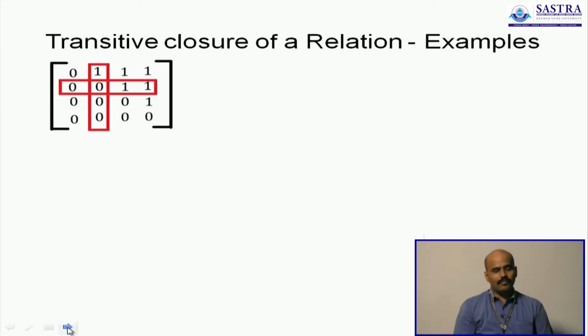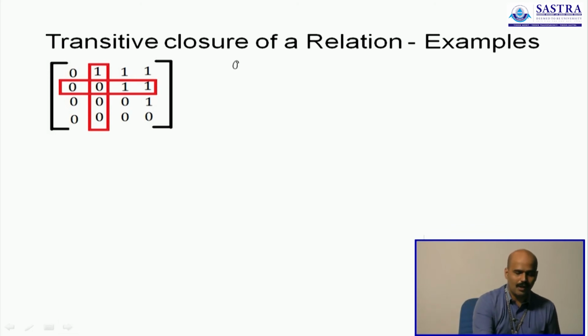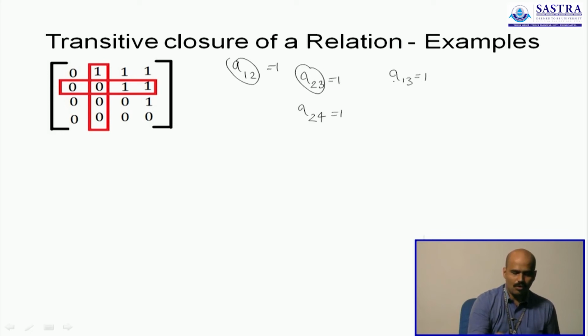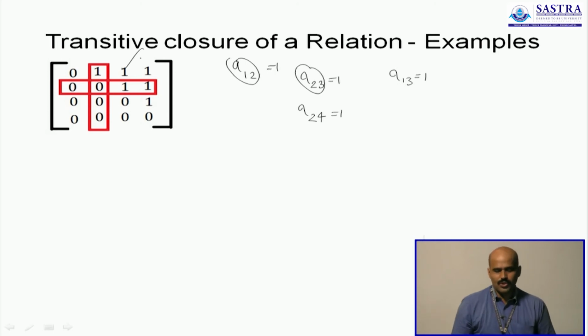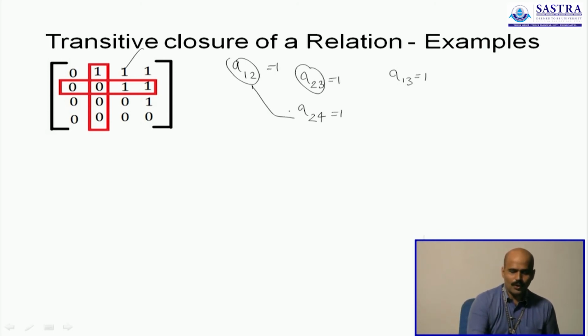Moving ahead, you have the second iteration where you will compare. A12 is 1, you will compare that with A23 which is 1 and A24 which is 1. Combining 1 2 and 2 3, you will get 1 3 is 1, but that's already a 1 in the matrix, so there is no change to be made. Similarly 1 2 and 2 4 will give you a 1 4 which is 1, which is already a 1, there is no change. So once again you have no change at the result of the second iteration.